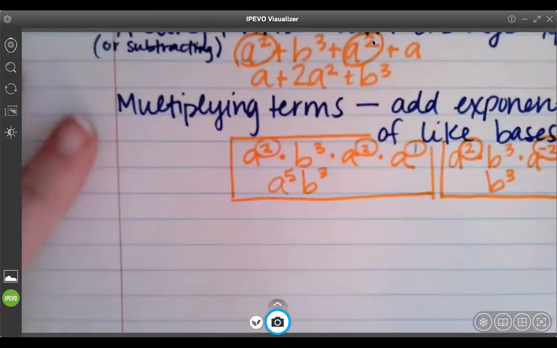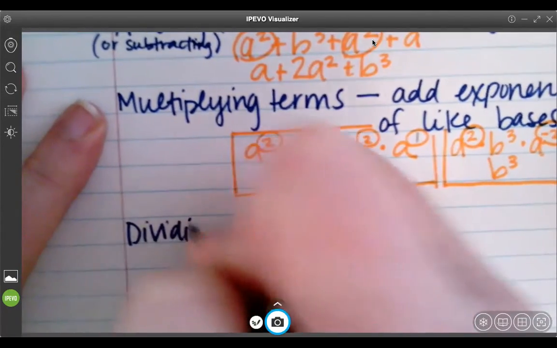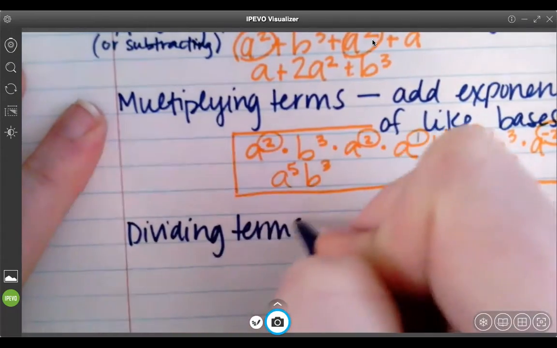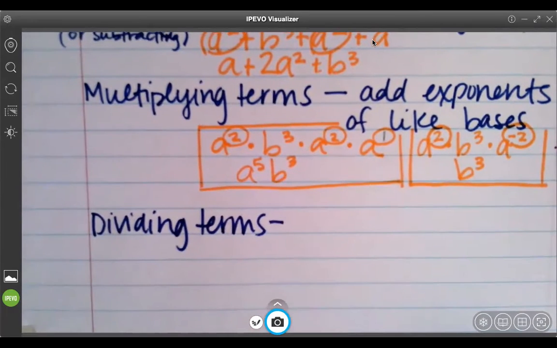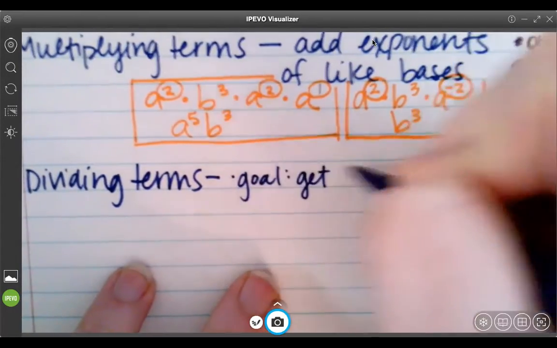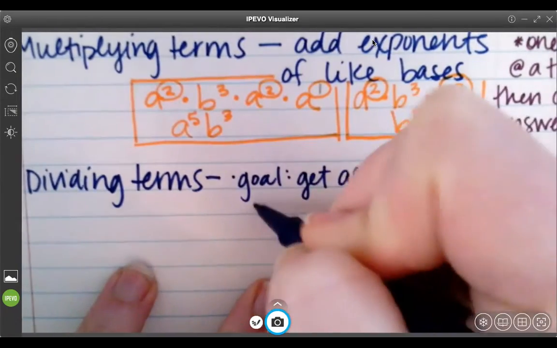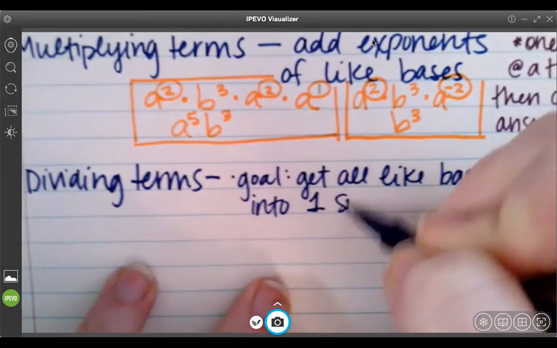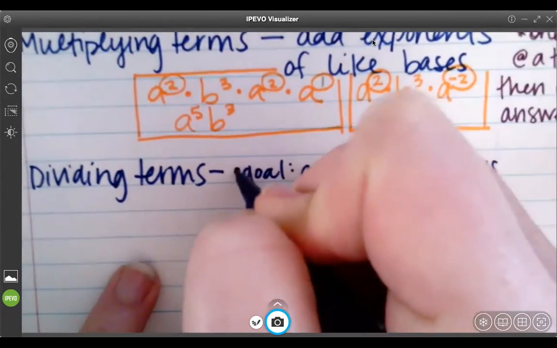So the opposite function of multiplying is dividing. So when you are dividing terms, this is where people kind of start to be like, not real sure if I'm doing this right. When you're dividing terms, your goal is to get all of the like terms on one side of the fraction, top or bottom. So let's put that out here. Goal, get all like bases into one spot or as one term. That's one goal.